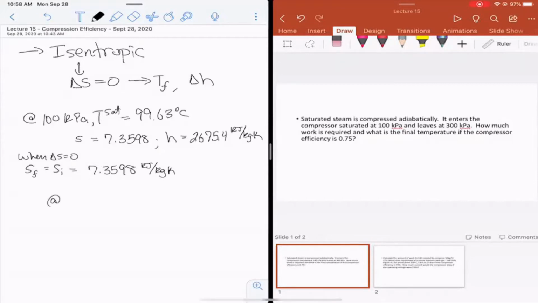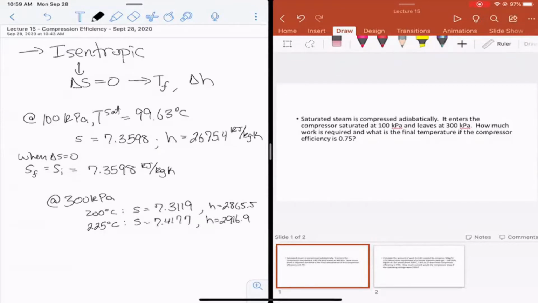So if you go in the steam tables and look for a few of those values, at 300 kPa and 200 degrees C, the entropy there is equal to 7.3119, and the enthalpy there is 2865.5, with the same units above. And then at 225 degrees C, the entropy value is 7.4177, and the enthalpy value is 2916.9 kilojoules per kilogram.